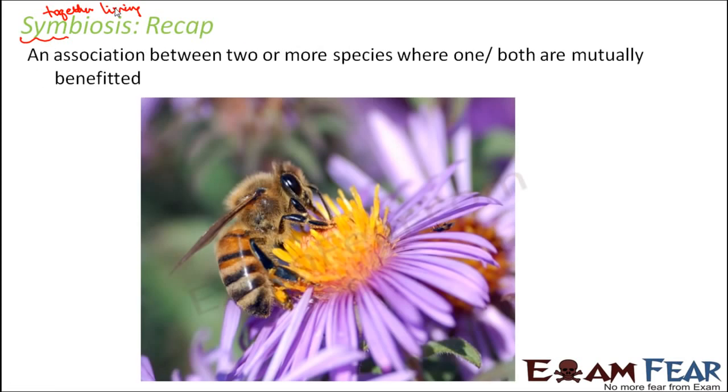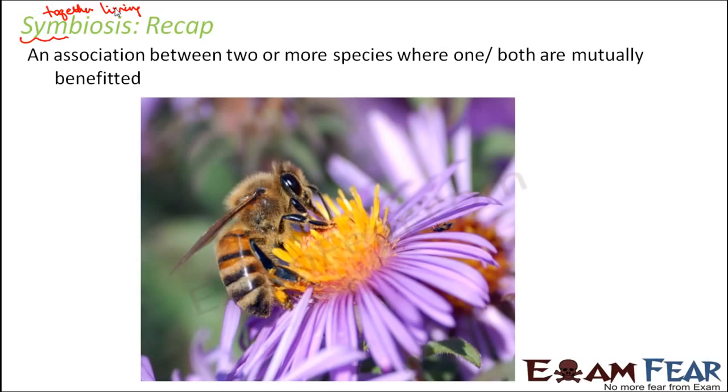So what is symbiosis? Let us have a quick recap. As the name says, symbiosis: the word sym means together, bio means life. So together living. When two organisms live together for their mutual benefit, that association is known as symbiosis. It is an association between two or more species where one or both are mutually benefited.